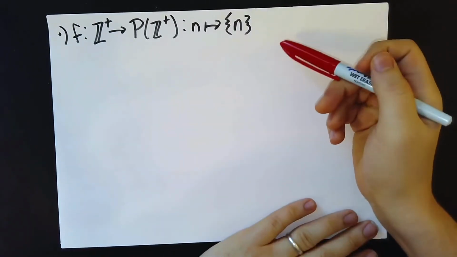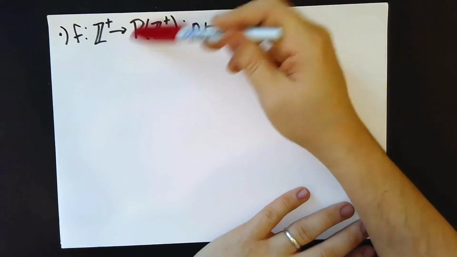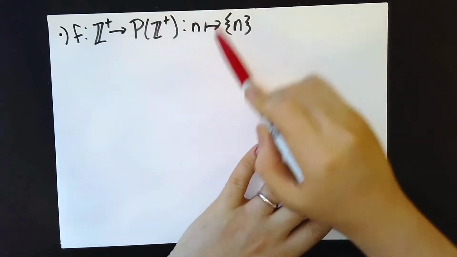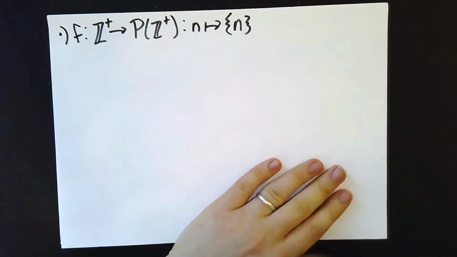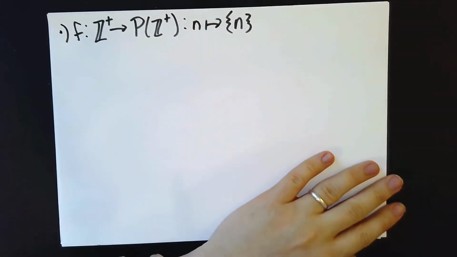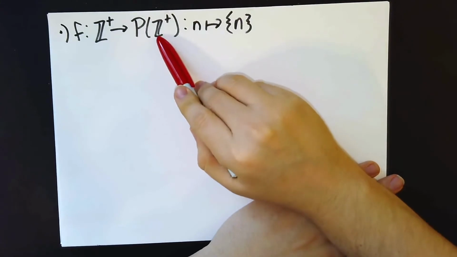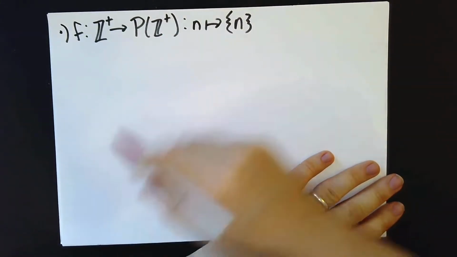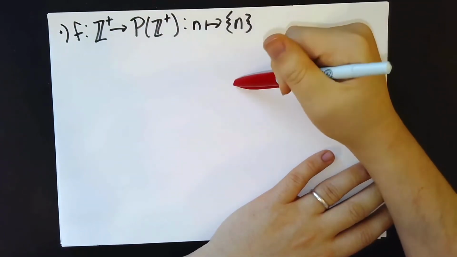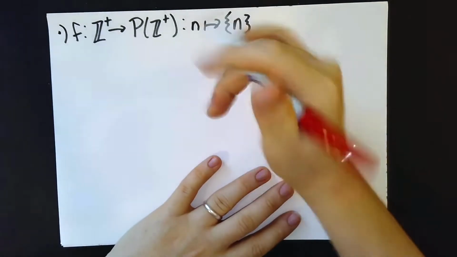So what is this function doing? It's taking positive integers to subsets of the positive integers. Remember, the power set is all the subsets of the positive integers. And it's taking each integer to the singleton set that contains this integer. So when I ask if this function's onto, what is it I'm really asking? I'm really asking, is every element of the power set of the positive integers a singleton set? That is, can I write every subset of the positive integers as the singleton set containing a single positive integer? And the answer is definitely not.